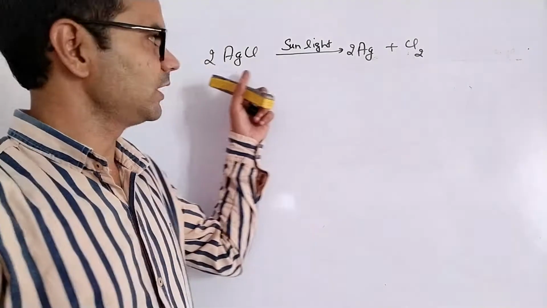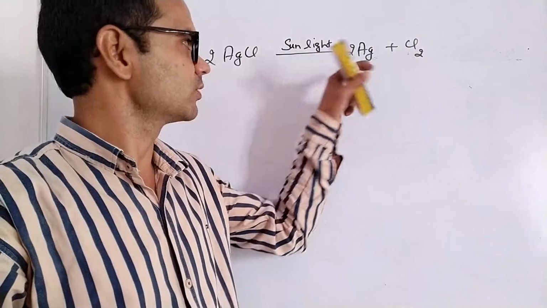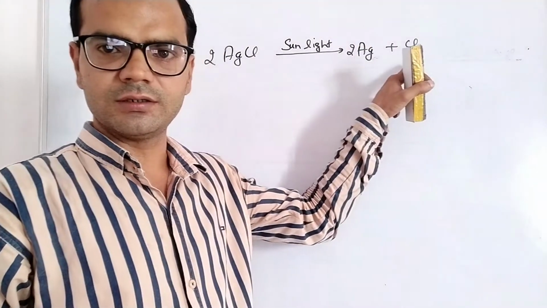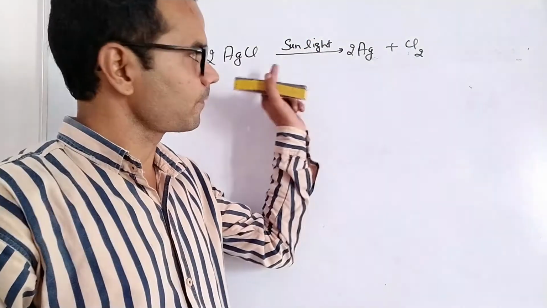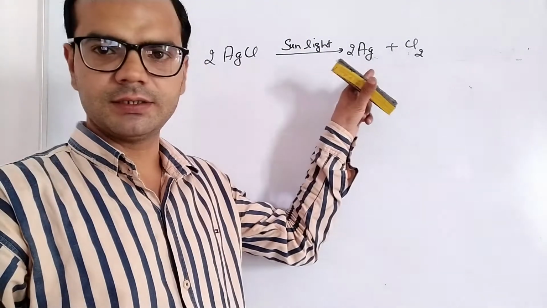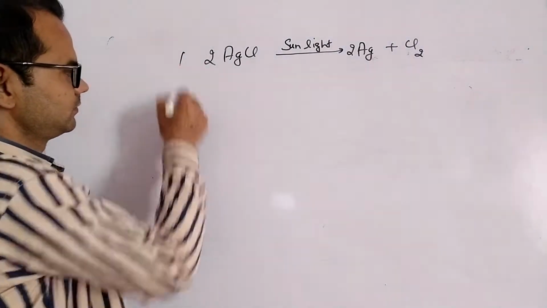If silver chloride is exposed to sunlight, then it splits to give silver and chlorine. We can see energy is in the form of sunlight, so it is a photolytic decomposition.